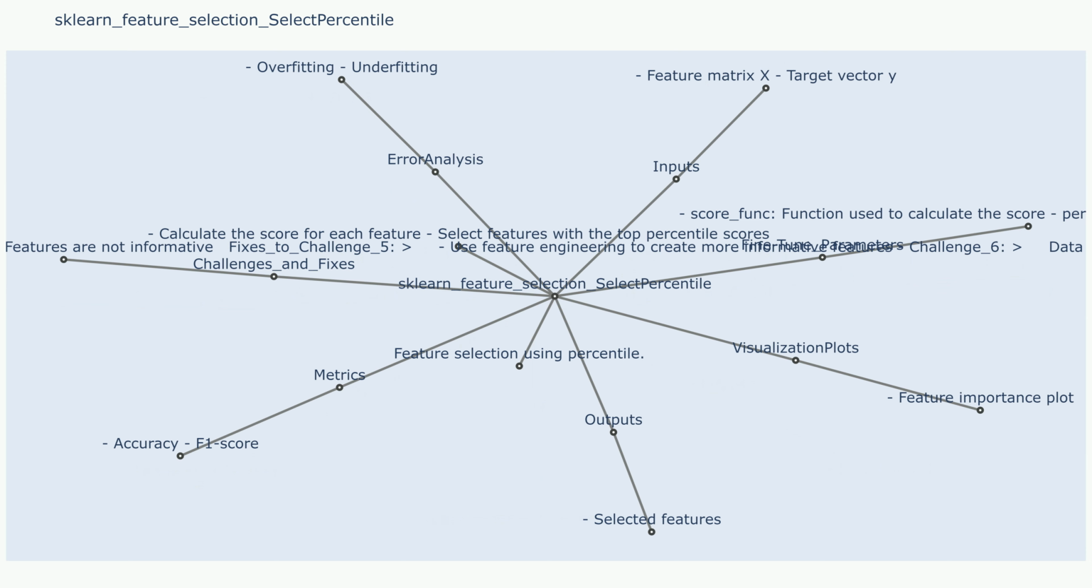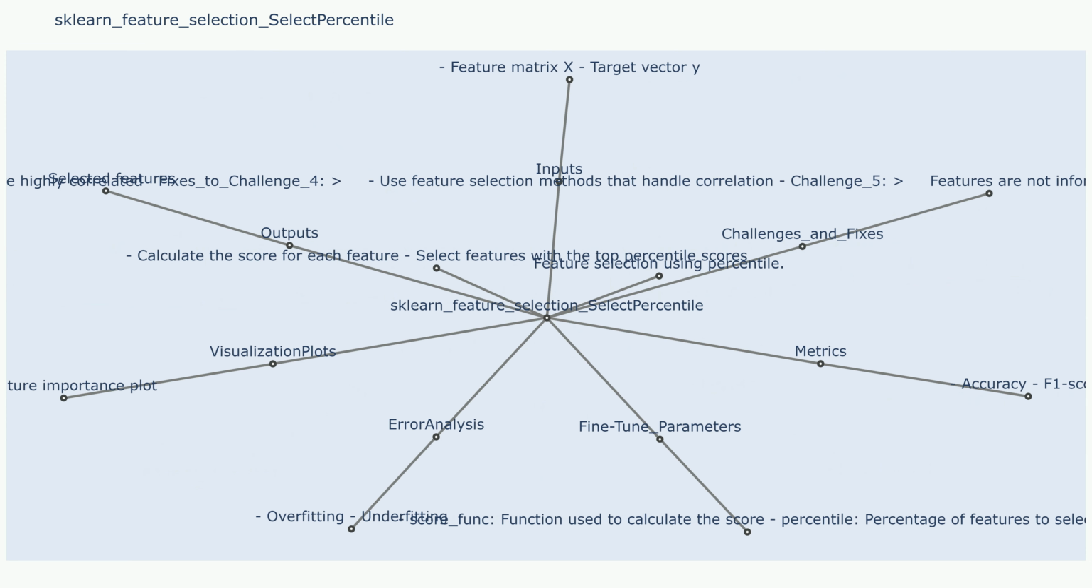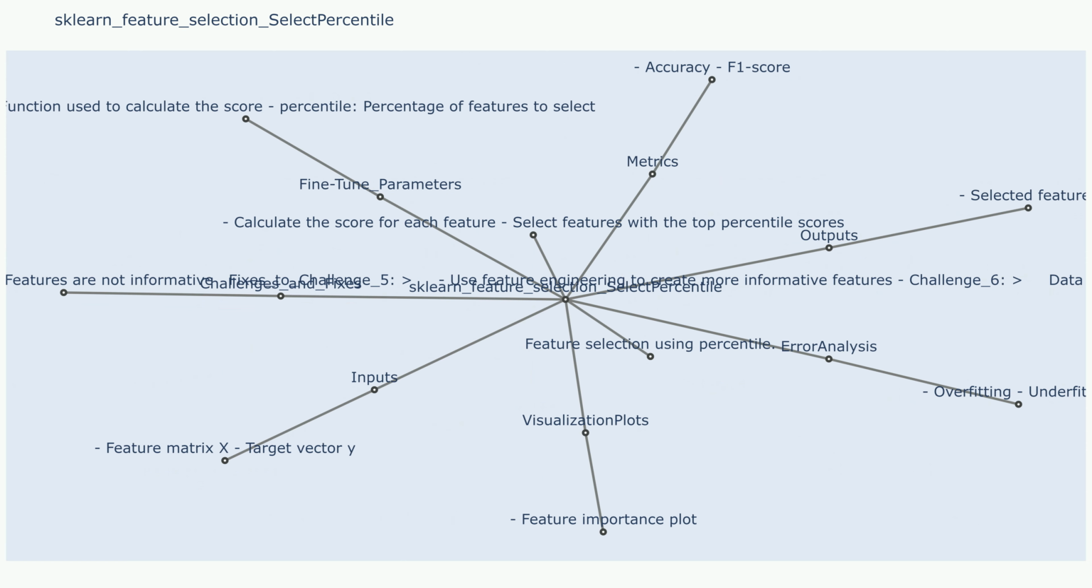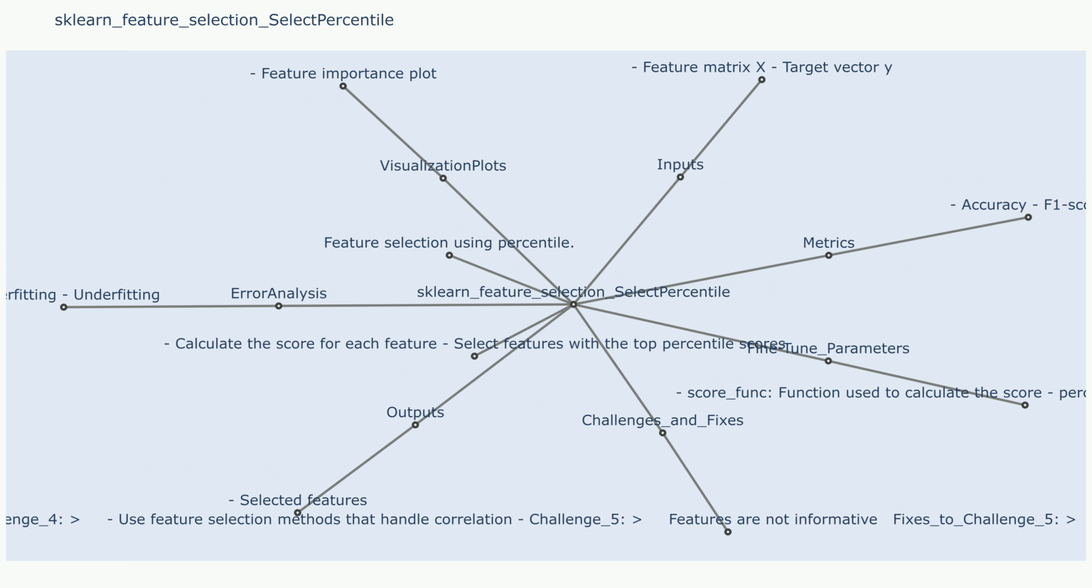Inputs. score_func: a function that takes two arguments, the training data X and the target labels y, and returns a score for each feature. This function defines the criteria for feature ranking. Common scoring functions include f_classif, the ANOVA F-value for classification tasks. This measures the variance between class means divided by the variance within classes. mutual_info_classif, mutual information for classification tasks. This quantifies the dependency between features and the target variable.